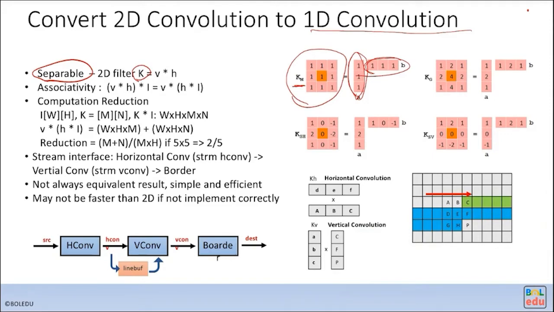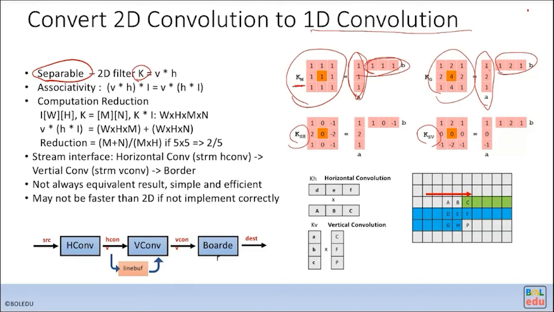And in this example, there's a Gaussian filter that can be decomposed into this vertical vector and this horizontal vector. So when you multiply them, you will get this kernel function. That's a separable filter: a horizontal separable filter, and there's a vertical separable filter.